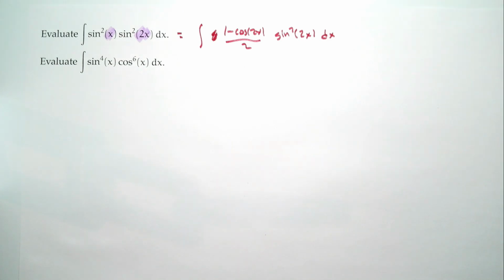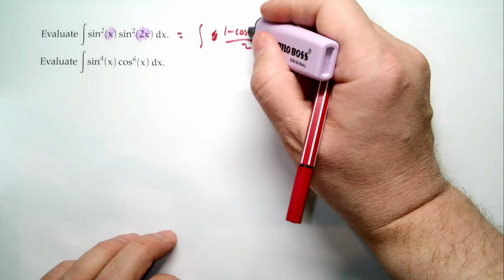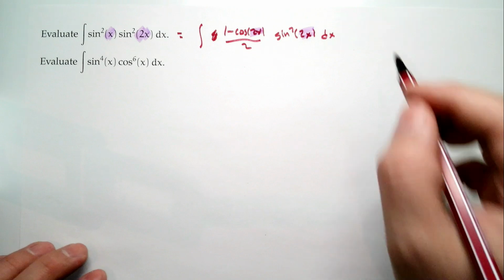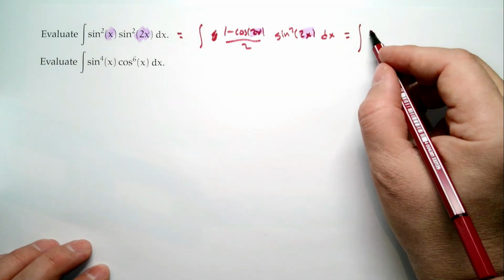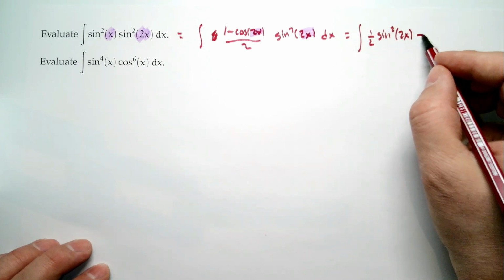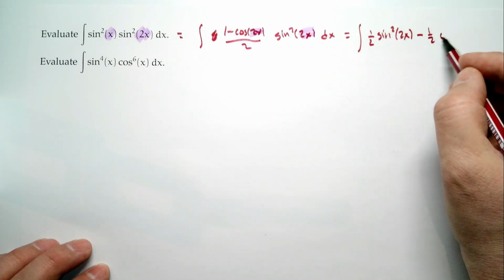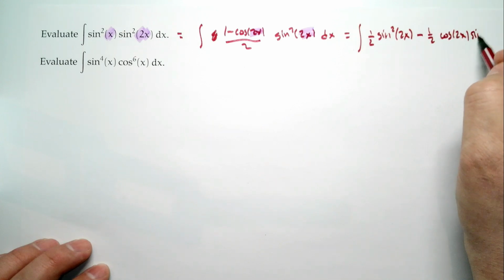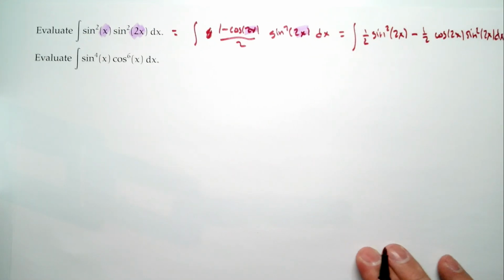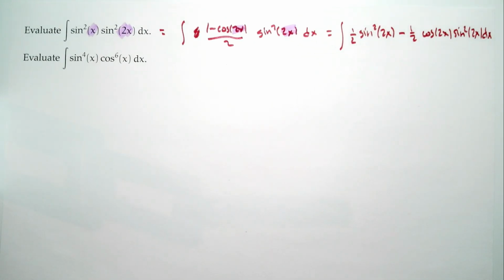And now we're happy because the insides are consistent. They match. Good. Now it's a direct apples to similar type of apples comparison. That's the kind of thing we like. What happens here? Well, this will become 1/2 sine squared of 2x minus 1/2 cosine of 2x sine squared of 2x. So that's what we have.